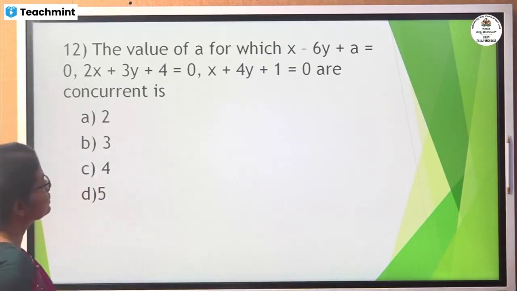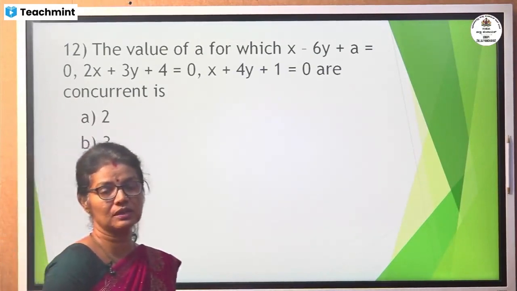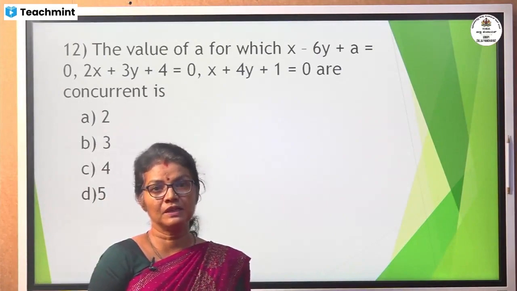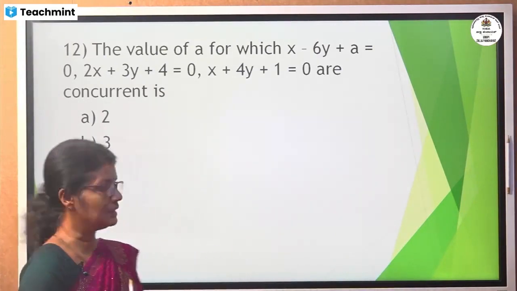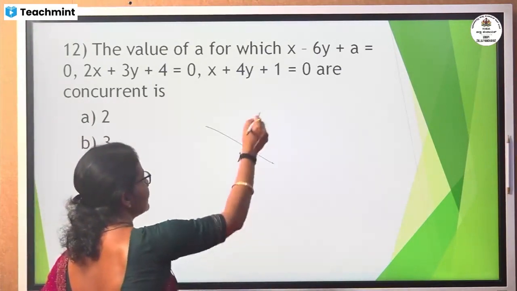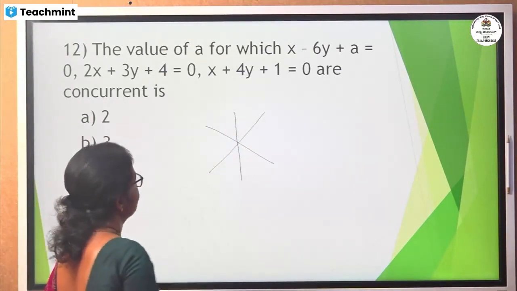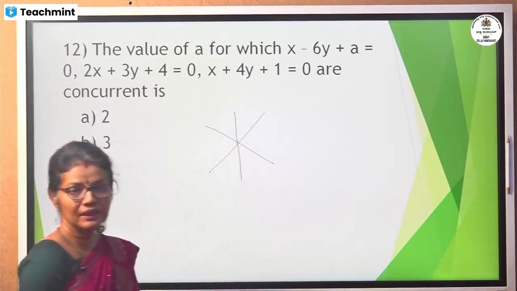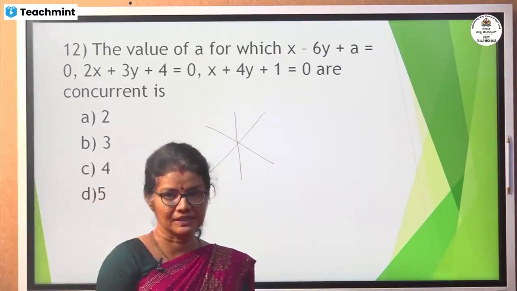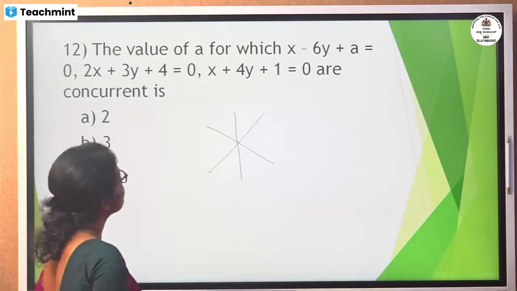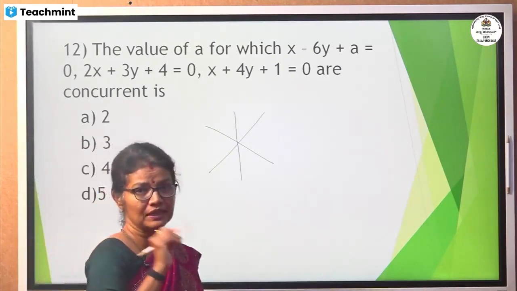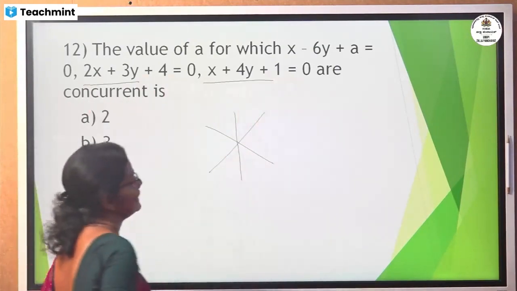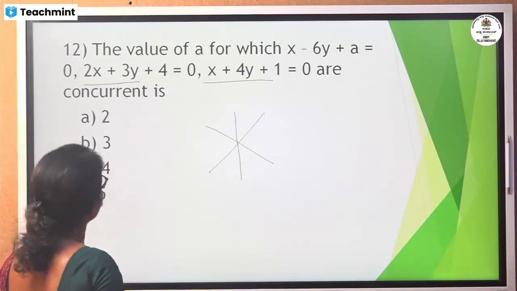Next. Find the value of a for which x minus 6y plus a equal to 0, 2x plus 3y plus 4 equal to 0, and x plus 4y plus 1 equal to 0 are concurrent. Concurrent means all three lines pass through the same point. So first we have to calculate the point of intersection of two lines. Then we'll substitute that point in the third line. That must be satisfied because it is the point of concurrency. While choosing two lines to get the point of intersection, consider those equations which do not contain a. So 2x plus 3y plus 4 equal to 0.